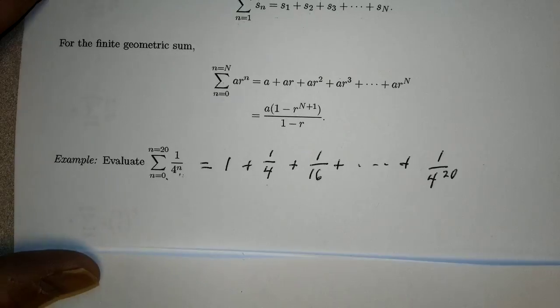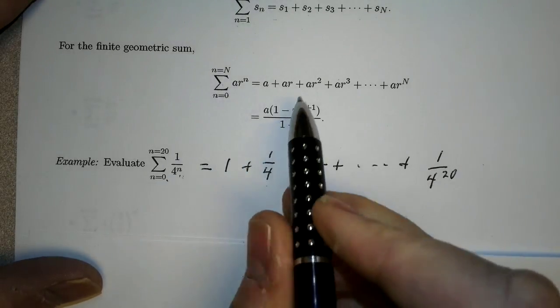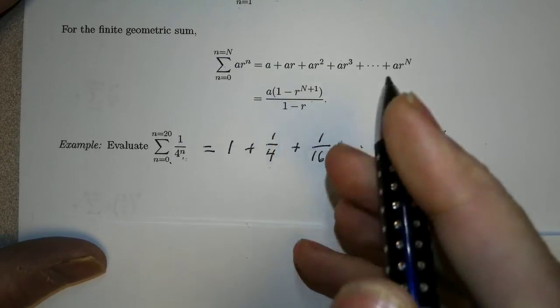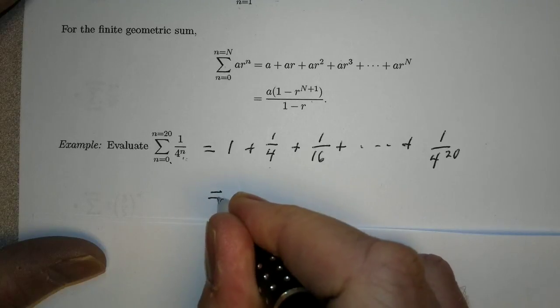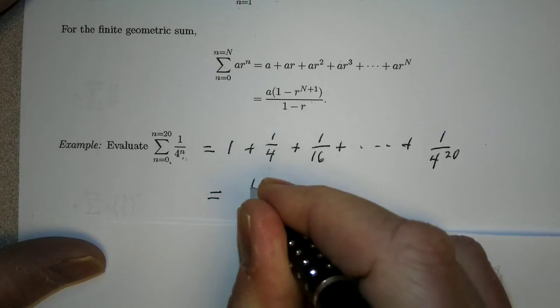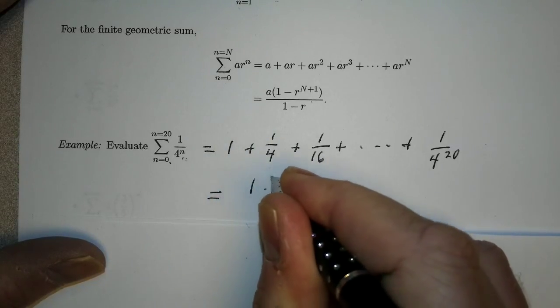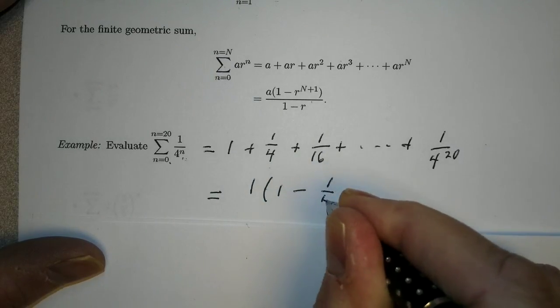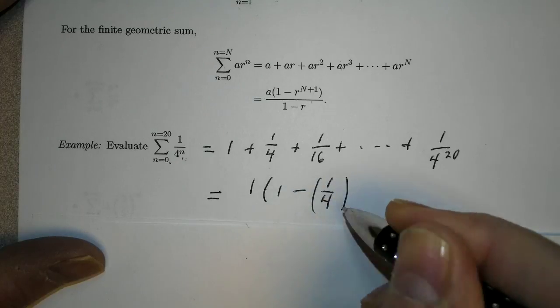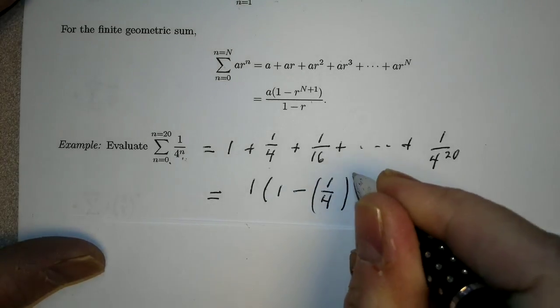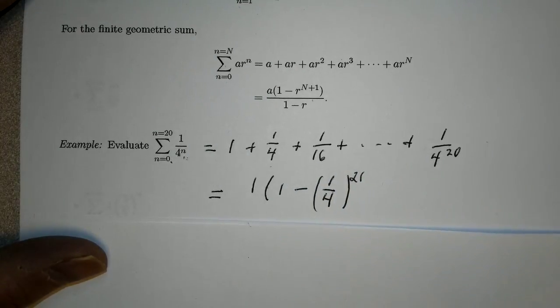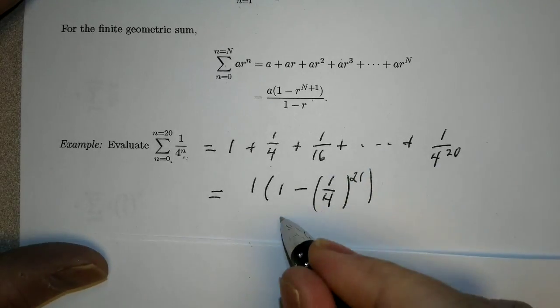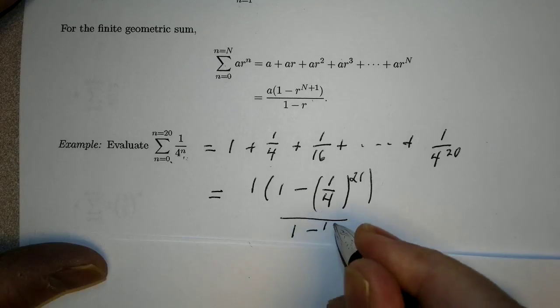However, if we use our geometric sum formula from above, this simplifies to be the first term, which is 1, times 1 minus r. R in this case is 1/4, to the 21st, because n is equal to 20, n plus 1 is equal to 21, over 1 minus 1/4.